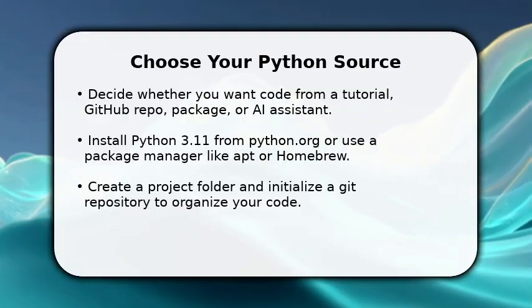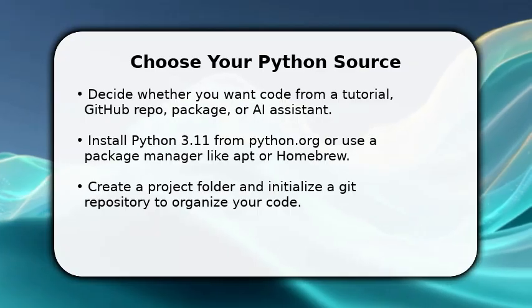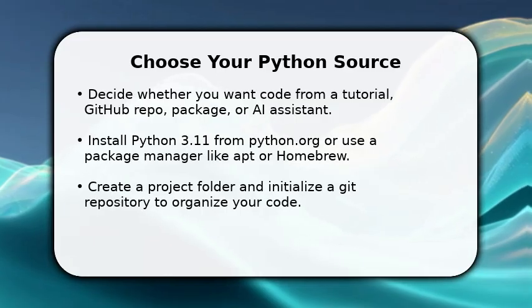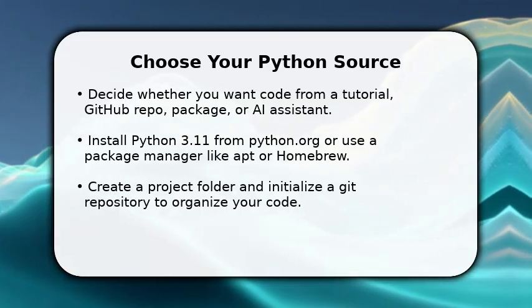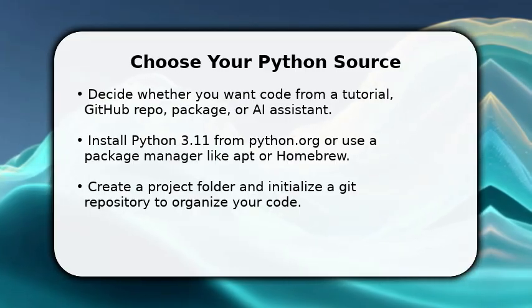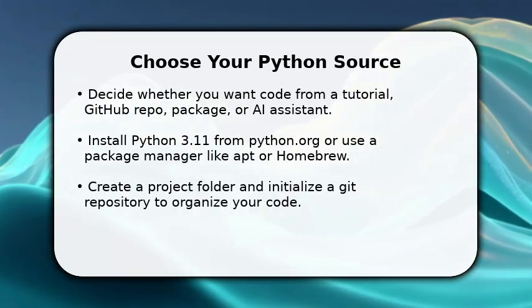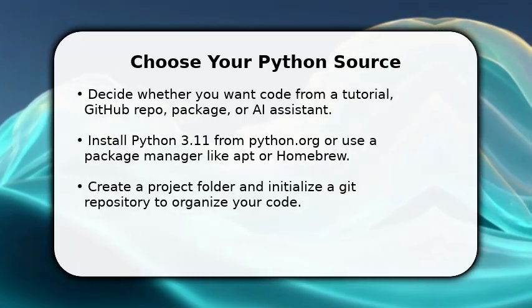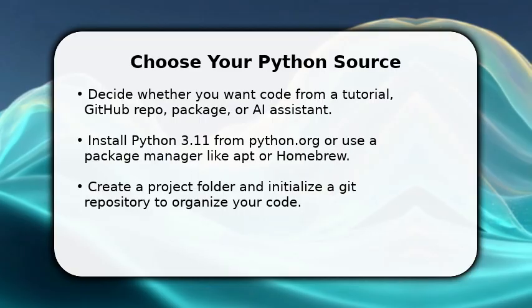Decide whether you want code from a tutorial, GitHub repo, package, or AI assistant. Choose sources that match your project goals and license needs. Install Python 3.11 from python.org or use a package manager like apt or Homebrew. Follow the installer prompts and verify the version using python --version in your terminal.